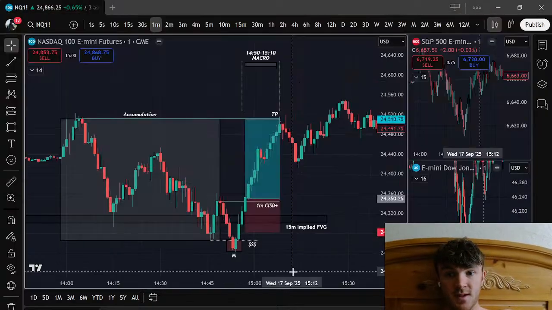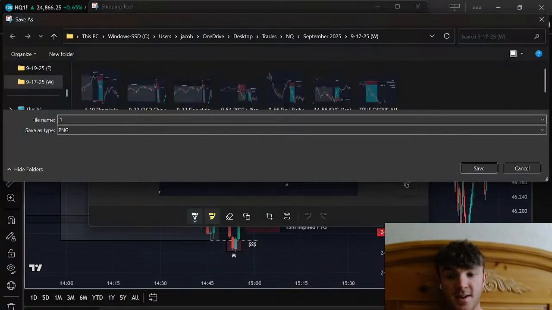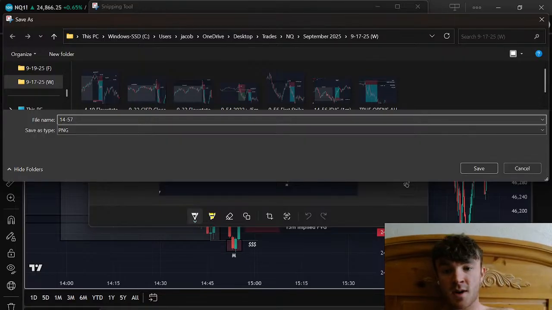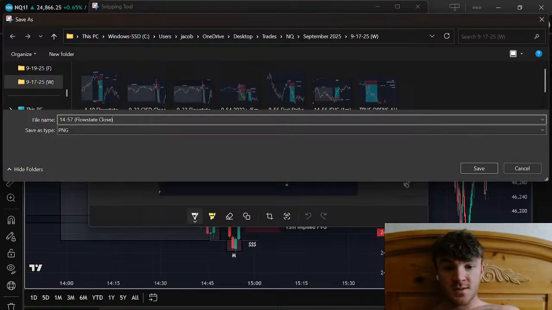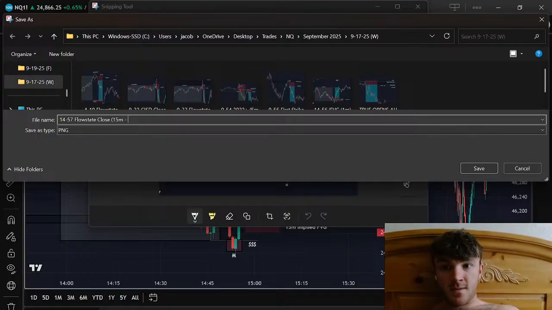So this is flow state: any time I pair up a higher time frame key level with an aligned time frame change in state of delivery, AKA market maker model. 1457 flow state, and I entered on the close, and then the 15-minute aligns with the 1-minute, and then bang, right?